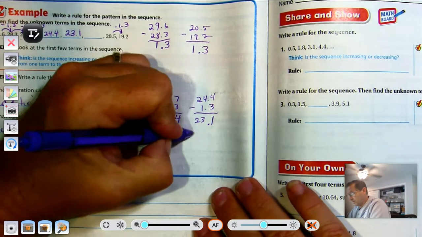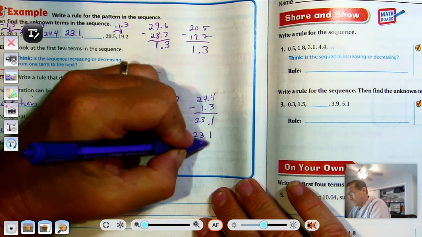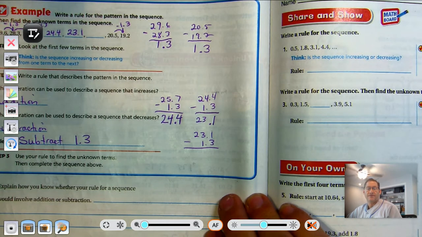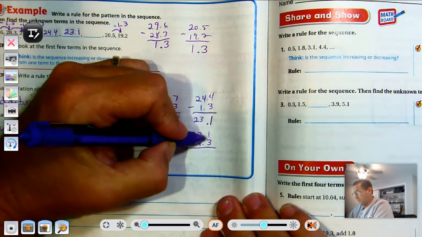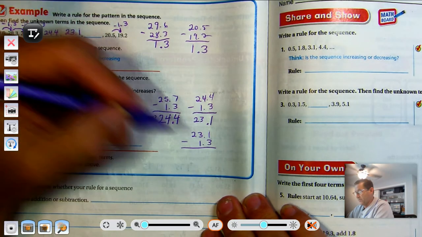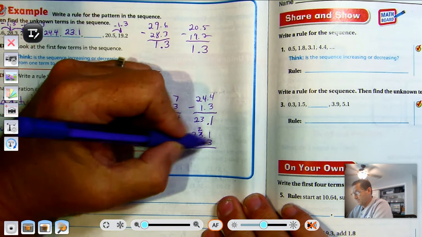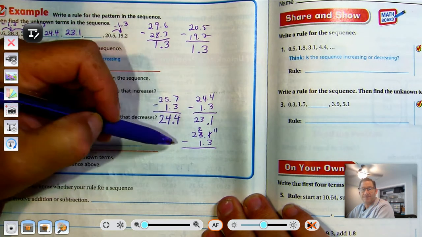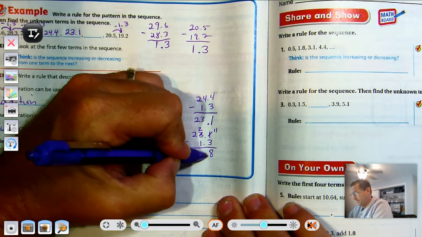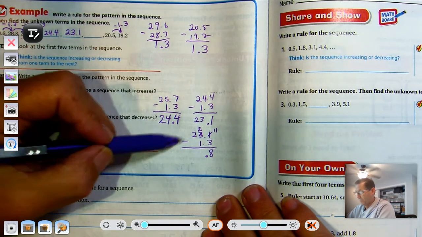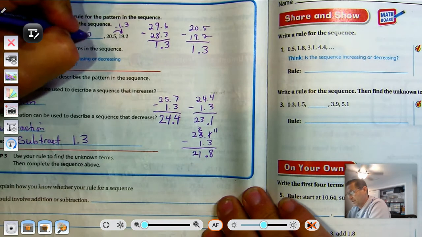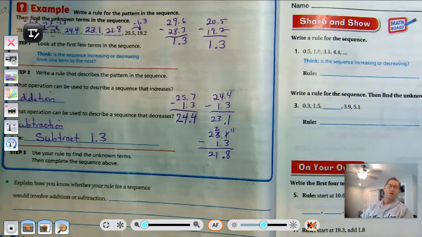And we have to subtract one more time. 23 and 1 tenth take away 1 and 3 tenths. 3 from 1 tenth, you can't do that, so let's regroup from the ones and give 10 tenths to the tenths. 11 tenths take away 3 tenths is 8 tenths. Place the decimal, and now we have 22 take away 1. That's 21. Okay, so those are our missing numbers.